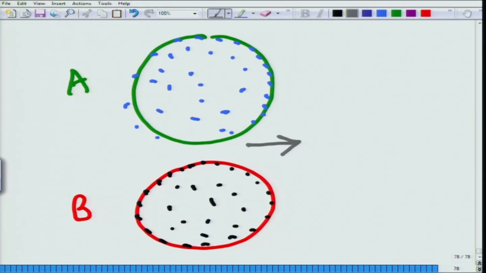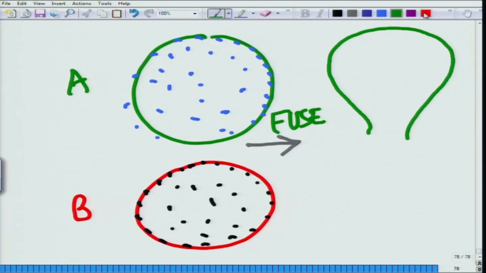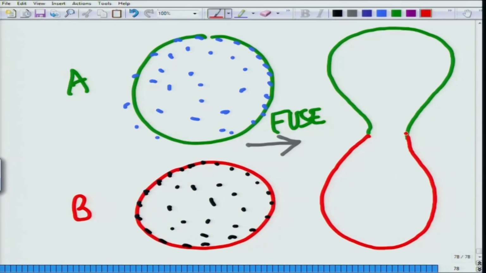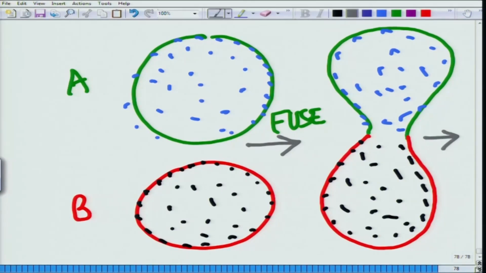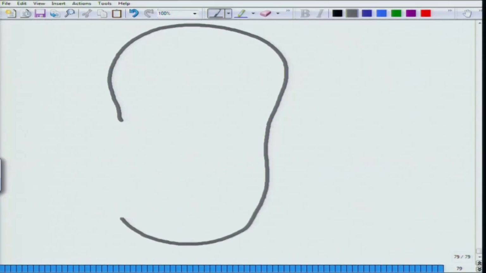The next what I do is, let me pick up another color to explain it easily. I fuse these two cells. If I fuse these two cells, the structure will form like this. Once I fuse these two cells, what will happen? This black will remain here, and all the blue labeled things will remain here. And after some time, you give it some time, and then you observe the new structure, which is almost this big.